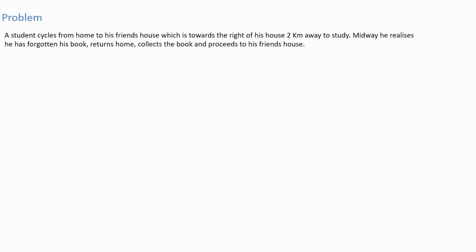So this is the problem that we want to solve today. A student cycles from home to his friend's house, which is towards the right of his house, 2 kilometers away, to study. Midway he realizes he has forgotten his book, returns home, collects the book and proceeds to his friend's house. Assuming that the student travels at constant speed, 1. Plot the distance time graph, and 2. Plot the displacement time graph.